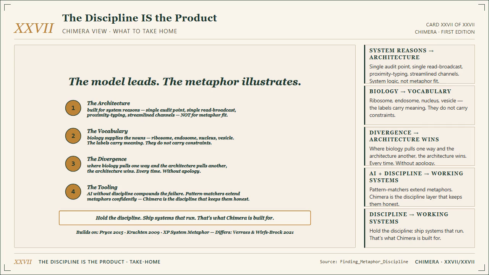1. The architecture. Every choice was made for system reasons. Single audit point at the lysosome. Single read broadcast from the library. Proximity typing for generic containers, streamlined access procedures for coding team. Each was a system decision, not a metaphor fit. The cellular substrate gave us a vocabulary. The architecture decided what to build.